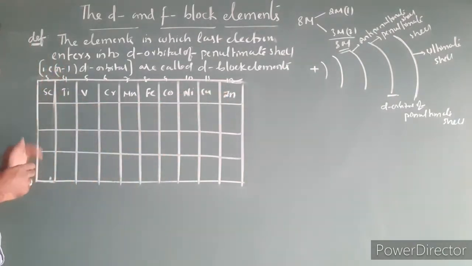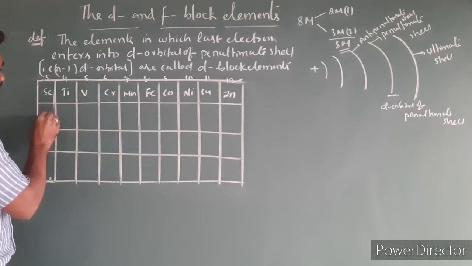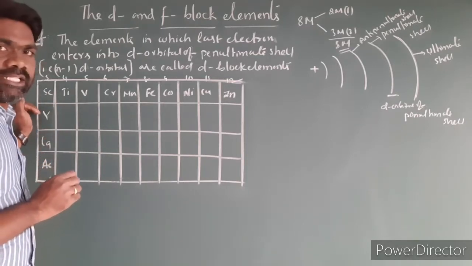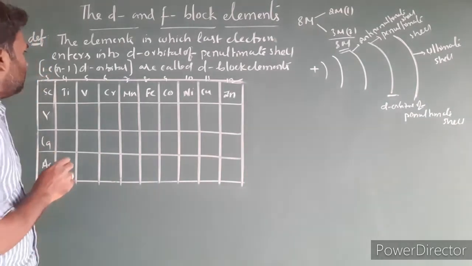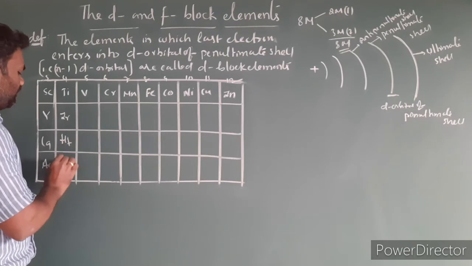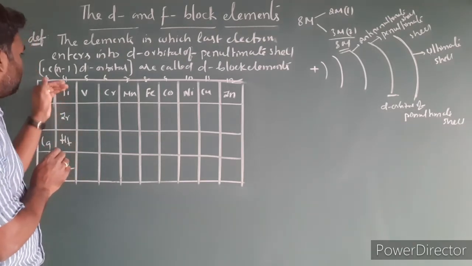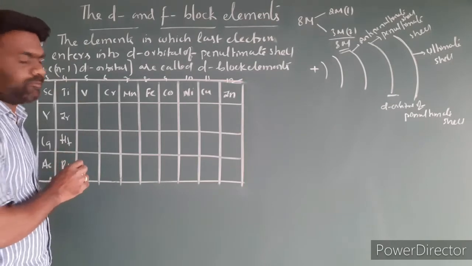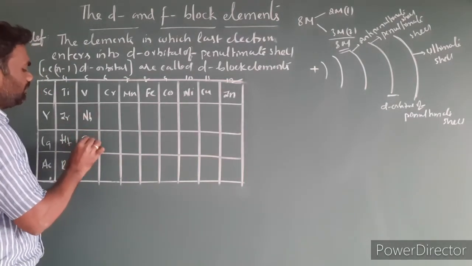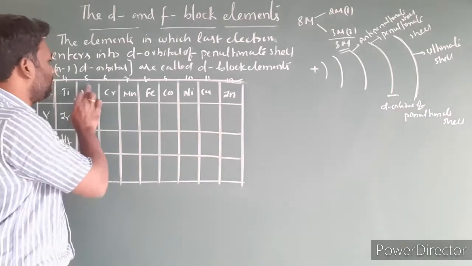Now I will write the elements group-wise. Scandium, yttrium, lanthanum, actinium belong to the third group. The elements in the fourth group are titanium, zirconium, hafnium, and rutherfordium. The elements in the fifth group are vanadium, niobium, tantalum, and dubnium.